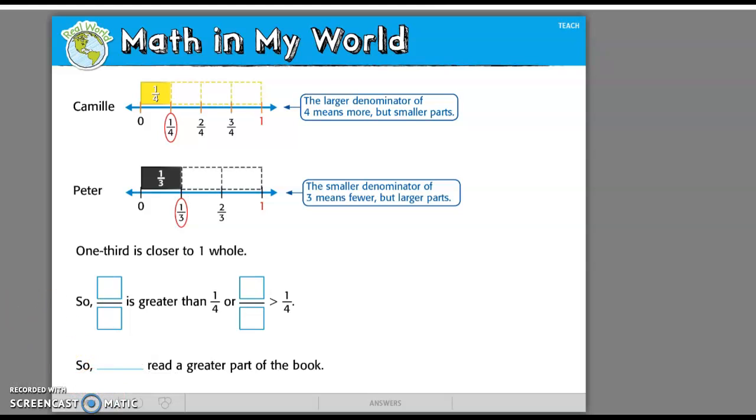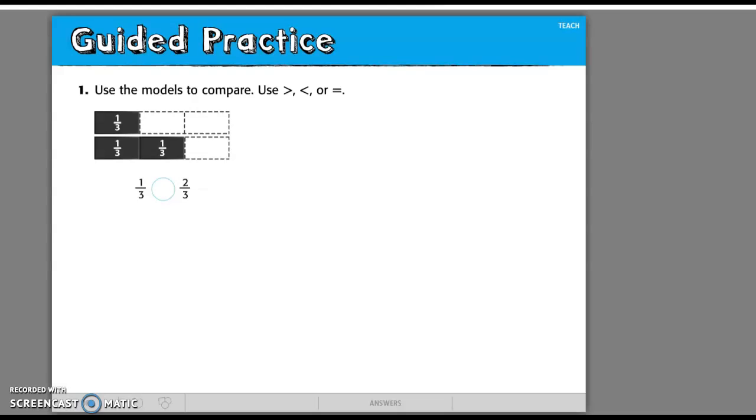All right, moving on to the next part, which is the guided practice. We're going to use models. And boys and girls, you can make your own models at home. Some of you have your orange fraction strips that we made in class. You can use those models as well. But here they're drawing the models for you.